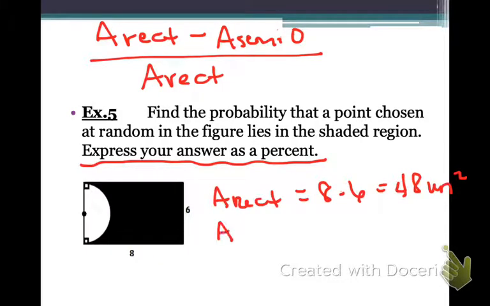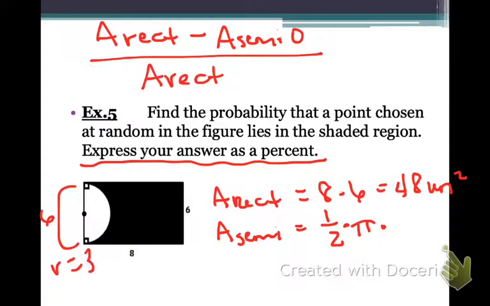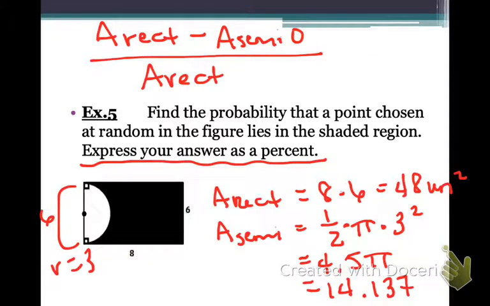Okay, now I need the semicircle. So literally I'm going to do half of a circle. So half of pi. Now my radius, be careful because the whole thing is 6. So my radius would be 3. So that gives me 4.5 pi, or 9 pi over 2, however you want to put that. All right, which is about 14.137.